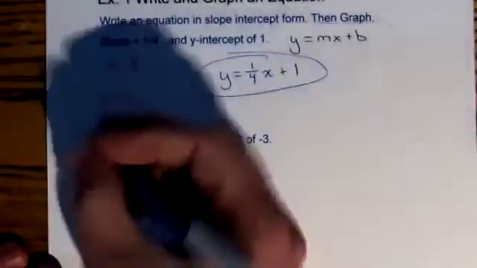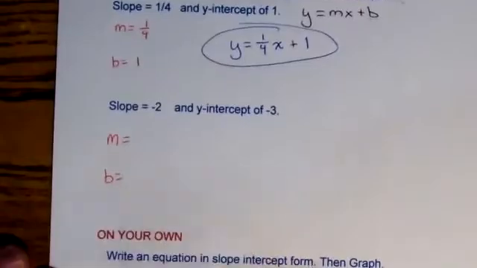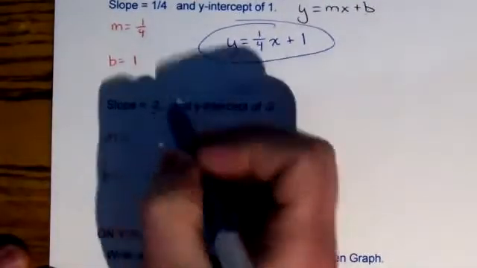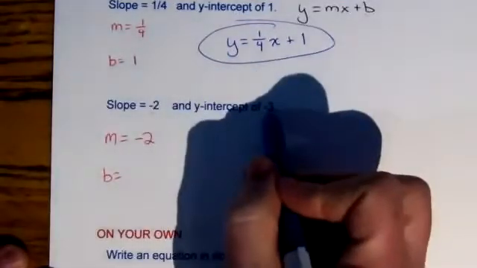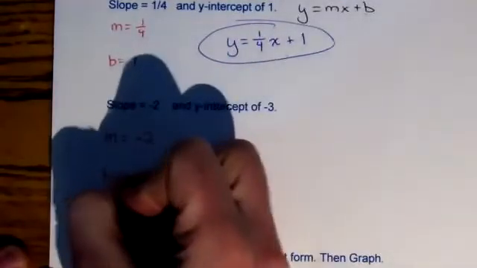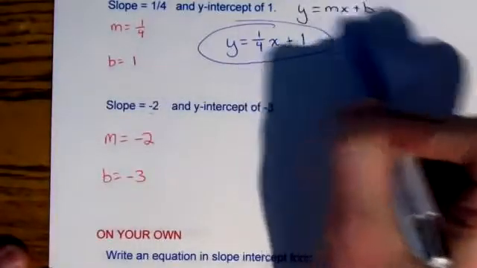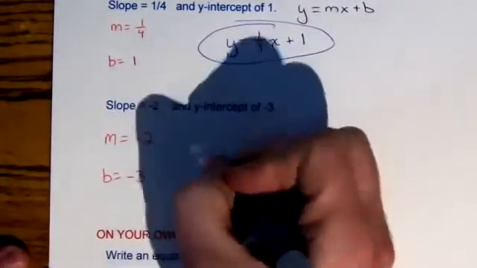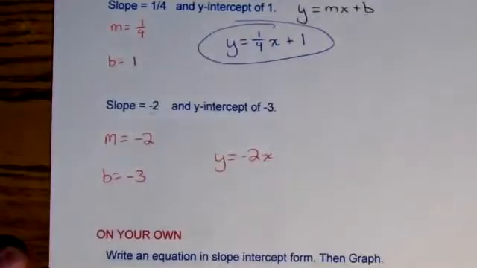Again, let's identify our m and our b. What is m? Well, m represents slope. So what is our slope here? It's -2. And the y-intercept is -3, so that means our b is -3. Now we're just going to substitute into our equation. In place of m, we're going to put -2. So y equals -2x, because the x doesn't go away. We're just substituting in the m.